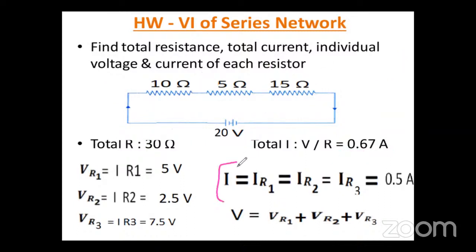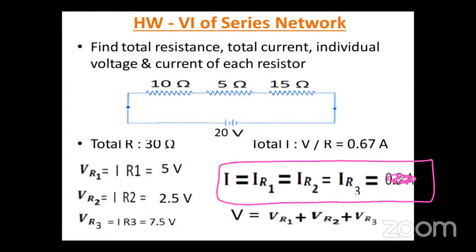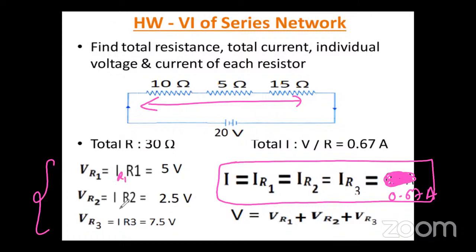Okay, now I is equal to IR1, IR2 and IR3, all are same, so this should be 0.67। ये थोड़ा कैलकुलेशन मिस्टेक हुआ, यहाँ पे 0.67 आना चाहिए। Okay, because all 3 are connected in series, तो उसका टोटल करंट भी सेम आना चाहिए एंड इंडिविजुअल करंट भी सेम आना चाहिए। I is equal to IR1, IR2, IR3, all 3 are same, that is 0.67। Then we'll find the individual voltage, VR1 is equal to IR1। Why I write I here? Because all 3 are same, so either you can write IR1, IR2, IR3.